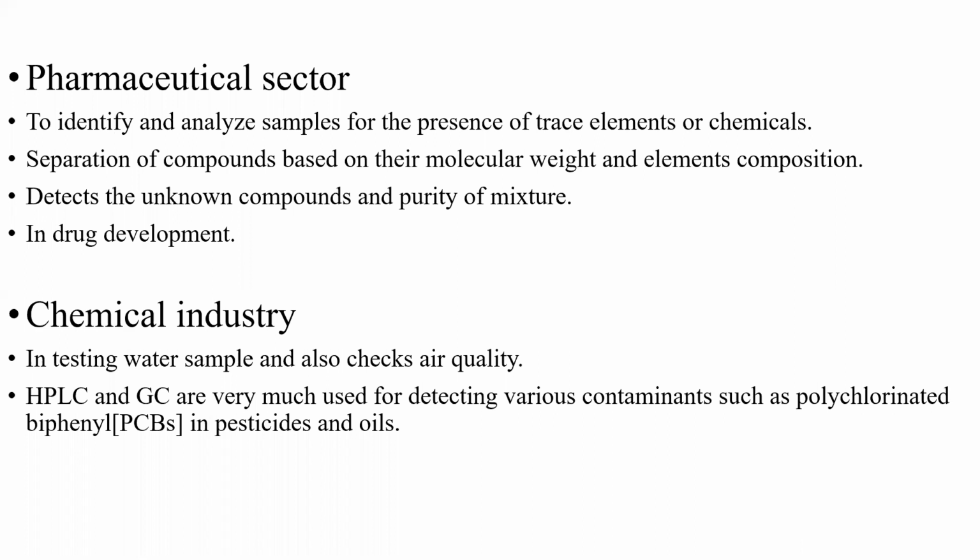In the pharmaceutical sector, it is used to identify and analyze samples for the presence of trace elements or chemicals, separation of compounds based on their molecular weight and elemental composition, and to detect unknown compounds and purity of mixtures in drug development. In the chemical industry, it is used for testing water samples and also checking air quality. HPLC and GC are very much used for detecting various contaminants such as polychlorinated biphenyl in pesticides and oils.